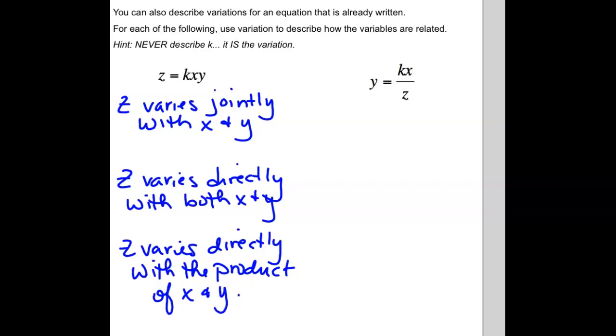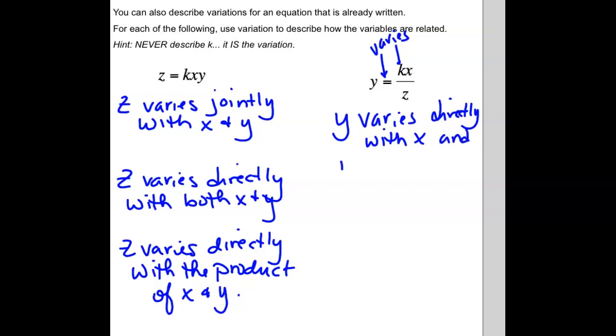All right, for our last one here, notice that we're starting with a y, so we're going to say y varies. Okay, you're going to replace your equal sign with the word varies, and that takes care of your k value. So y varies, x is on top, so we say directly with x, and because the z is on the bottom, we're dividing it out, so that's an inverse variation. So y varies directly with x and inversely with z.